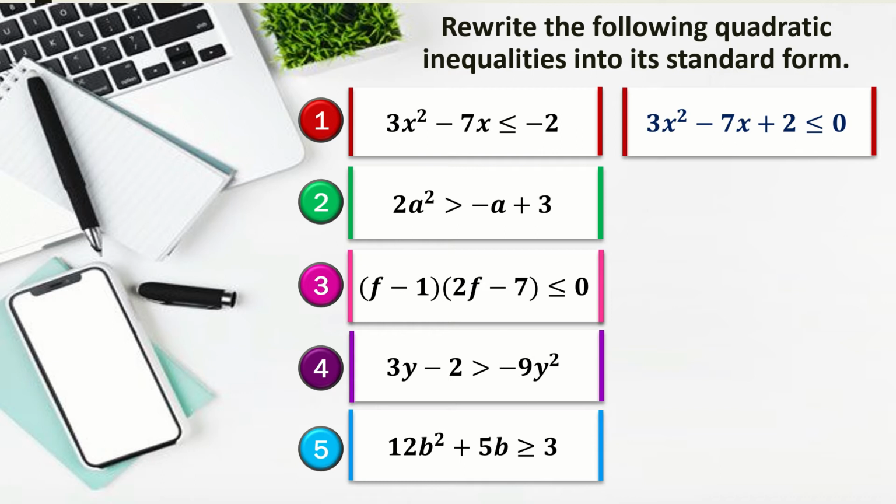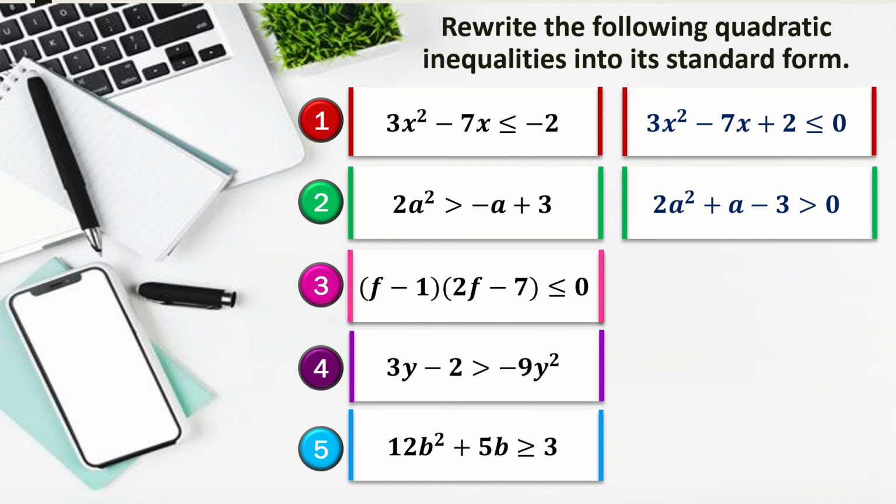We transpose negative 2 on the left side. Number 2, 2a squared is greater than negative a plus 3. So we transpose negative a plus 3 on the left side. So it will become 2a squared plus a minus 3 is greater than 0.